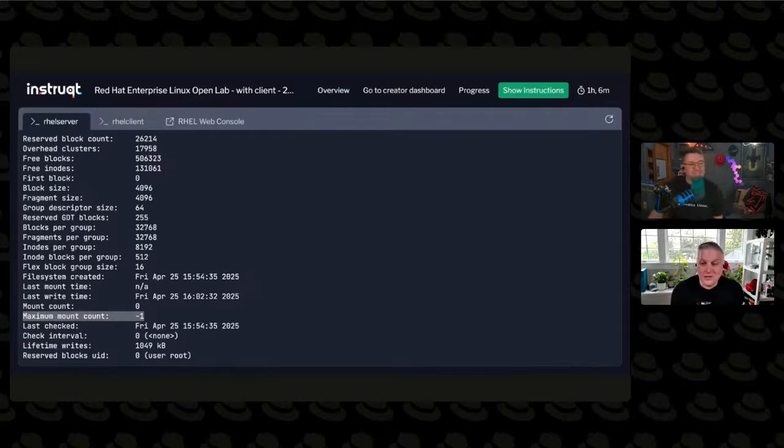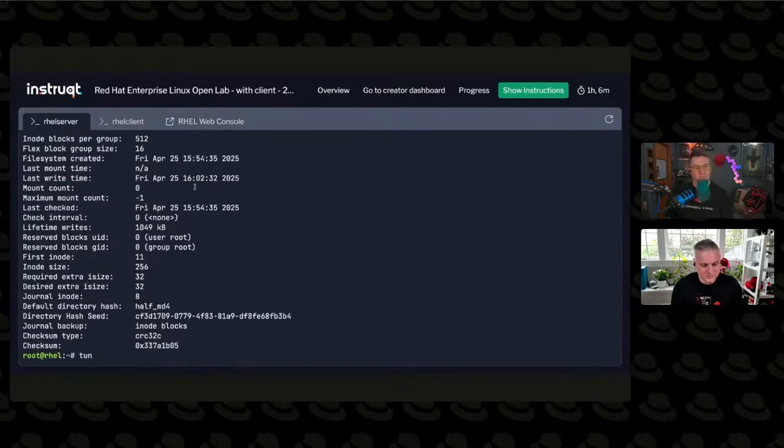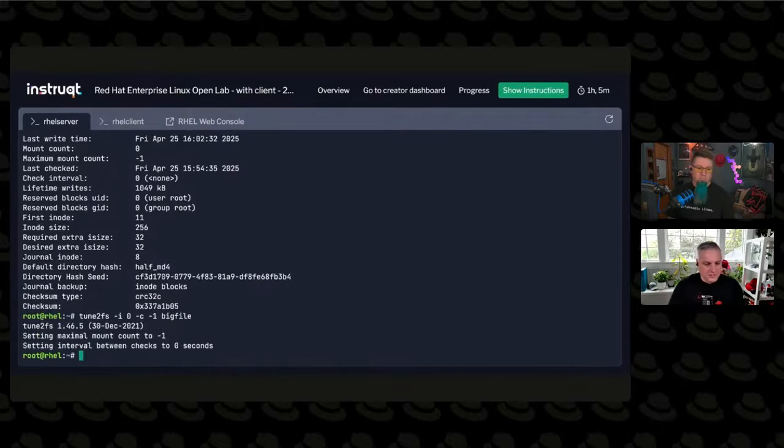Yeah, and you can actually turn these off with tune2fs. It's now the default, but if I tune2fs -i, that's the interval, and I set it to 0 days, that means turn it off. And -c, that's the maximum mount count. If you set it to 0 or -1, that'll turn it off. And that'll take care of it.